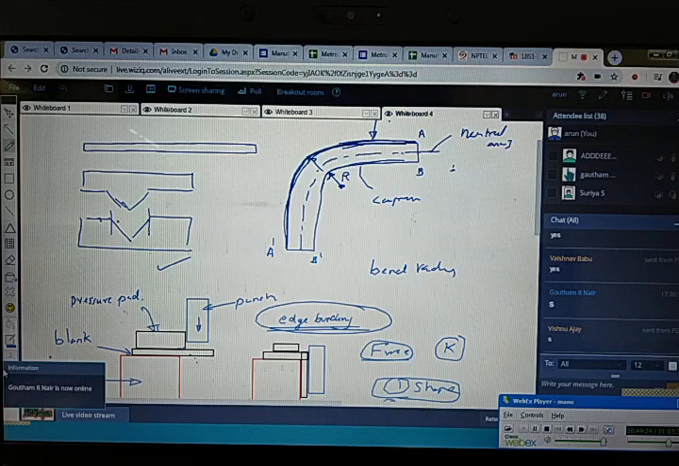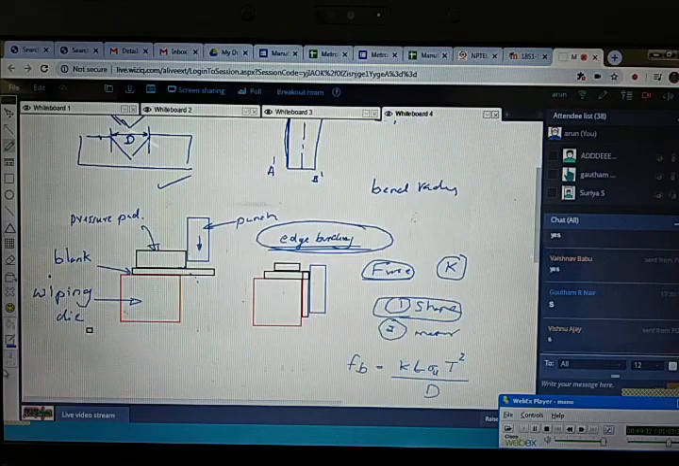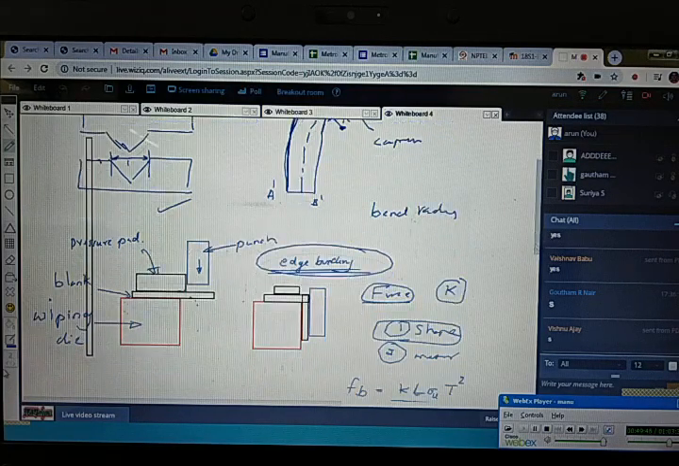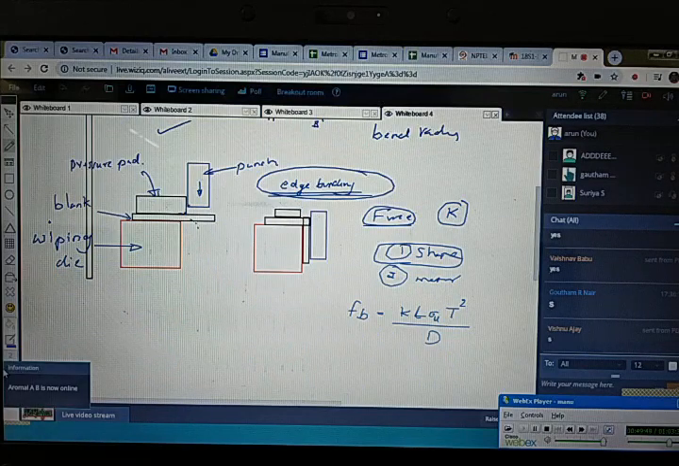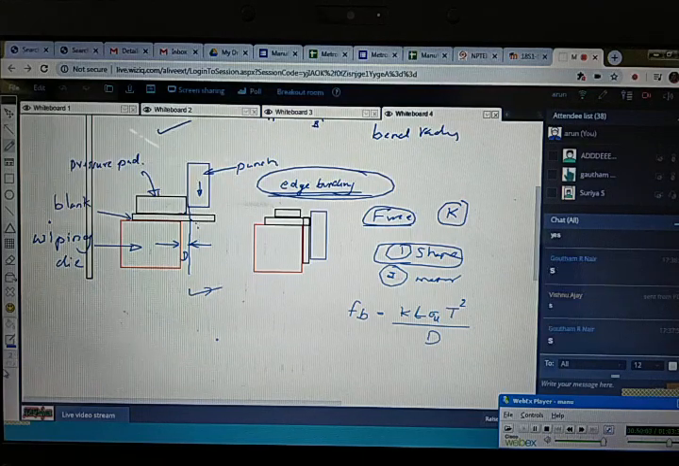See, in the case of a V, the D is here like this. In the case of edge bending, that D is this much gap. Okay, clear? Okay, fine.